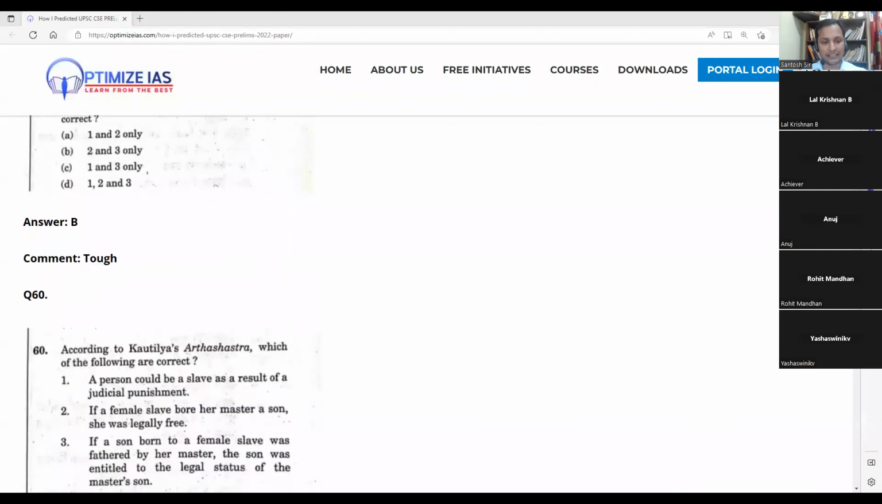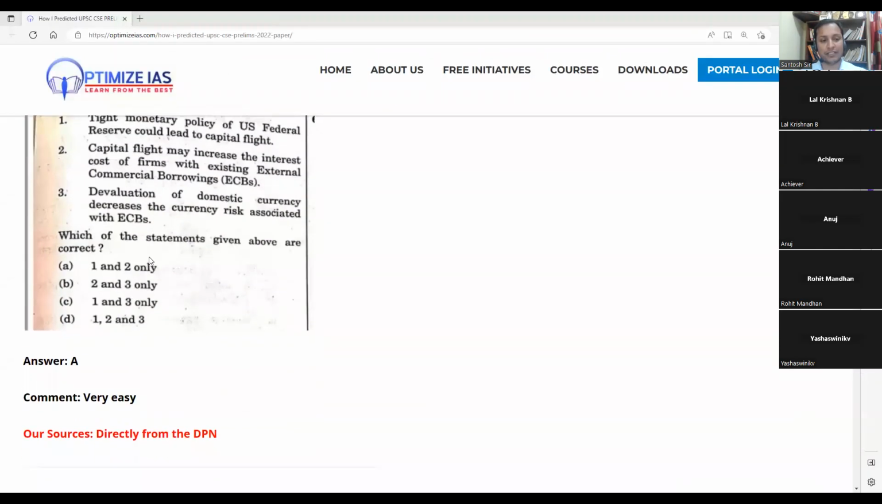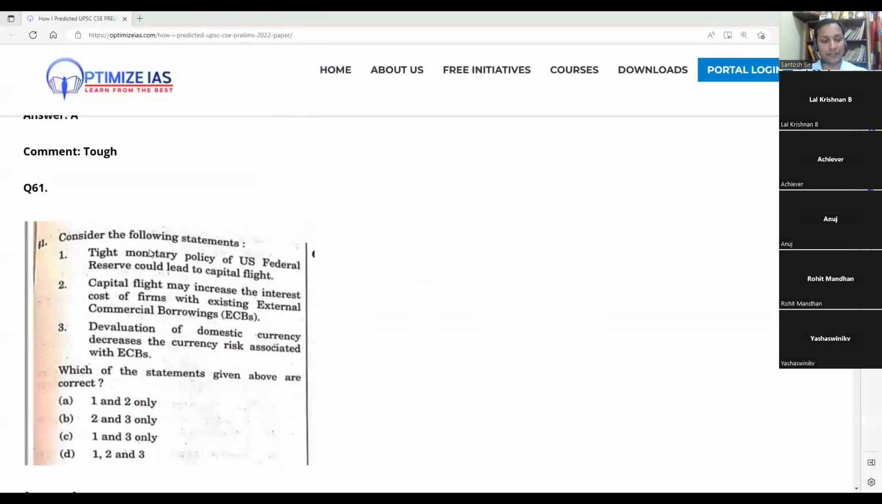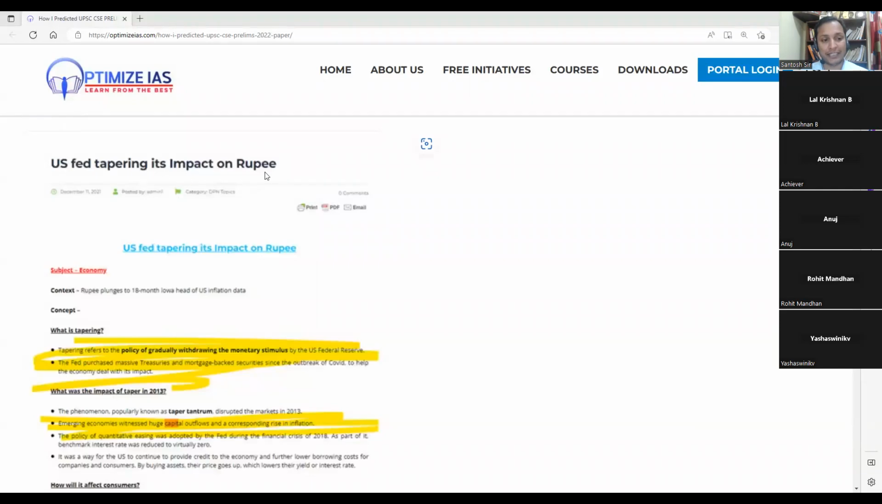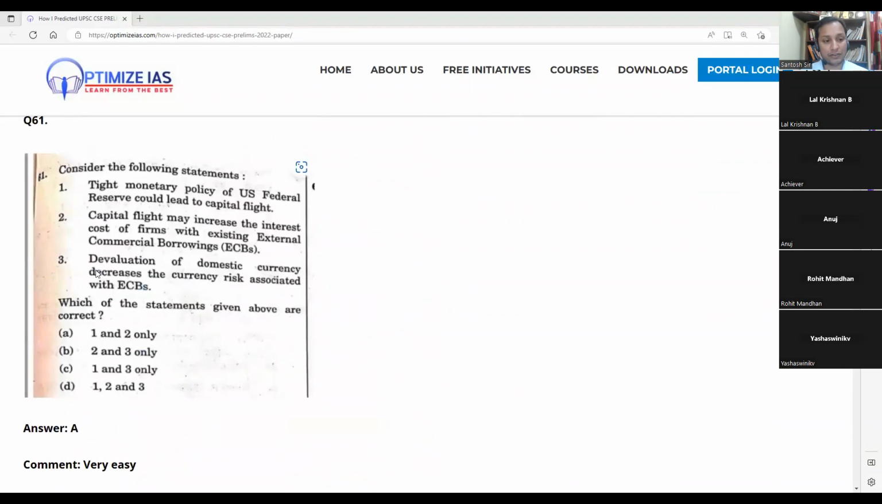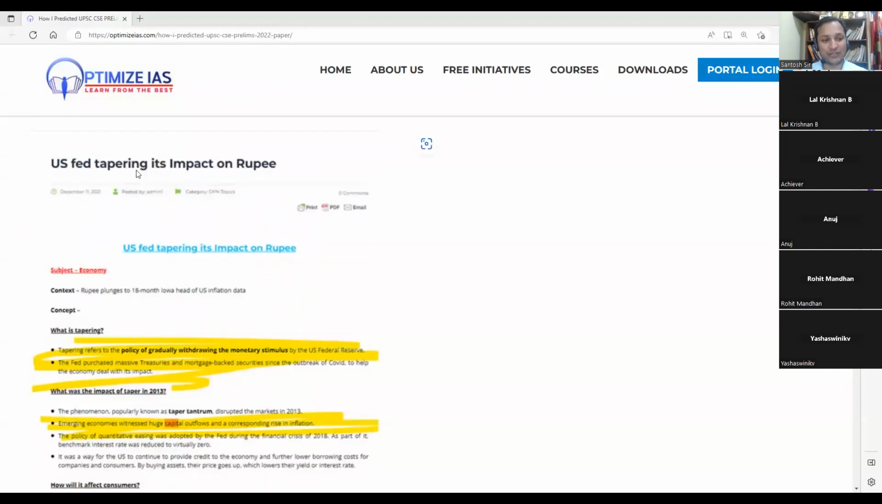This is the history section, I'll complete it and then come to the current section. You see here, ECBs. US tapering and impact on rupee. The tight money policy of the US could lead to capital flight. You see, US tapering and its impact on rupee.